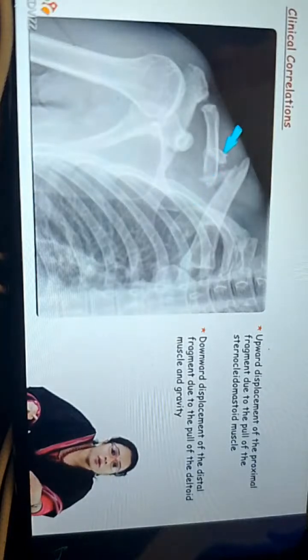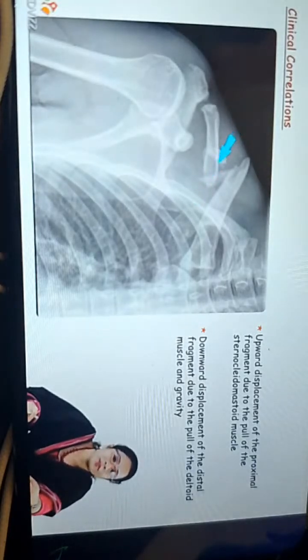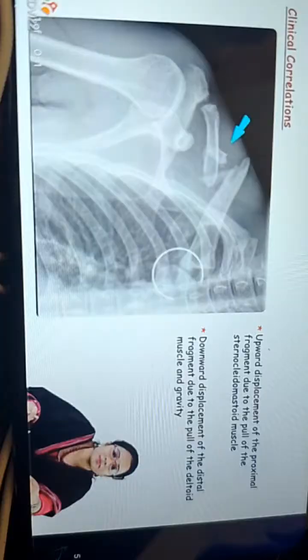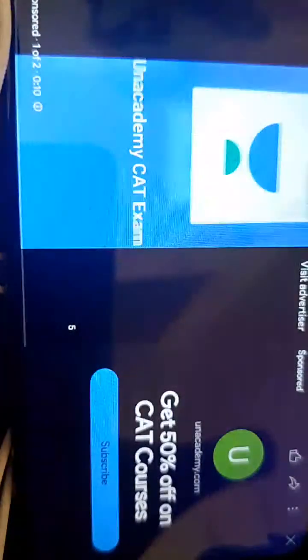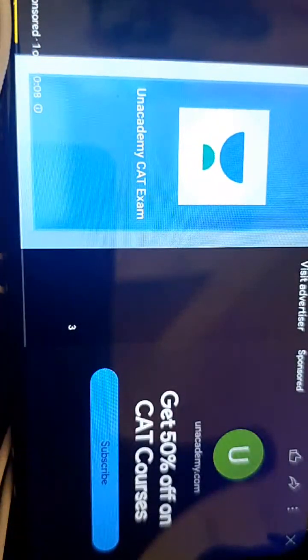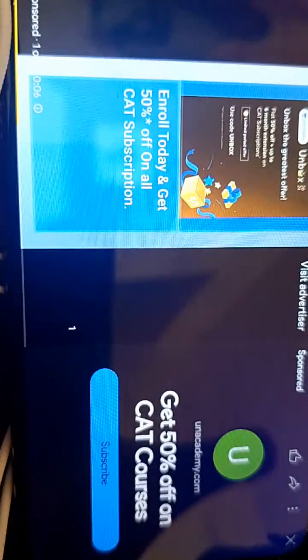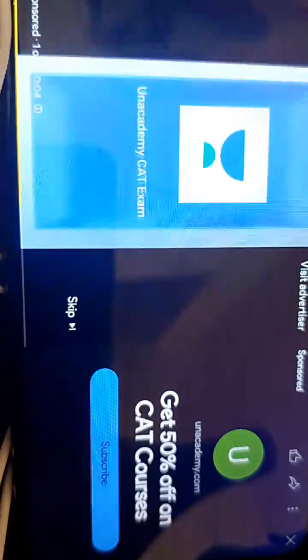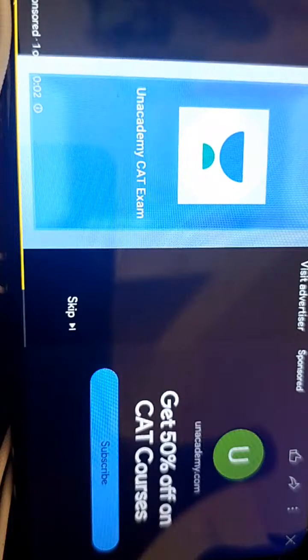So this completes the osteology of the clavicle. Wrap it up.